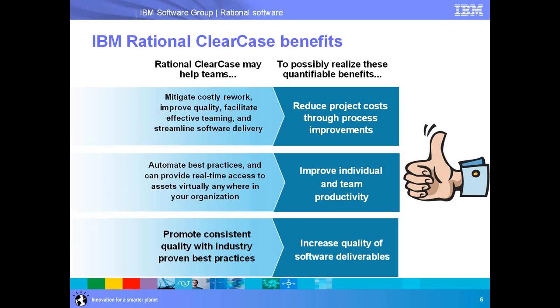So having ClearCase, what all things are possible? It helps you in mitigating the cost and effectively working in a team to streamline the delivery process of your source code or the product at the end of the day. This is possible by implementing the process. I think you all know in ClearCase we have UCM, Unified Change Management, which is tightly coupled with the process. And you can improve the efficiency of an individual as well as the team productivity.